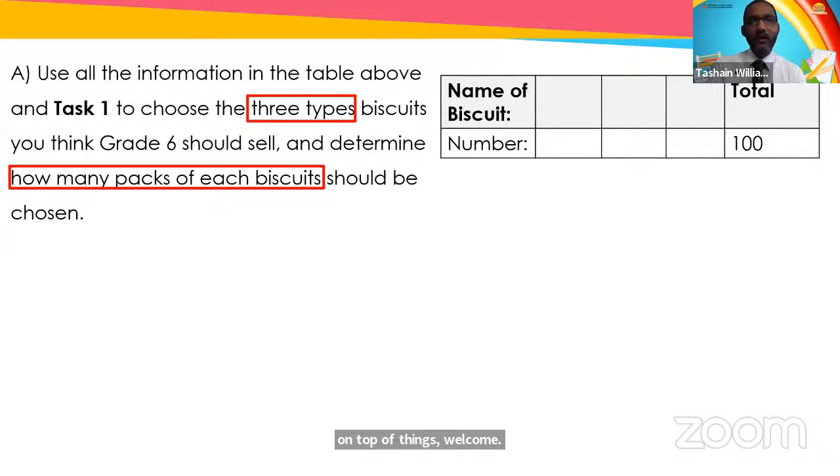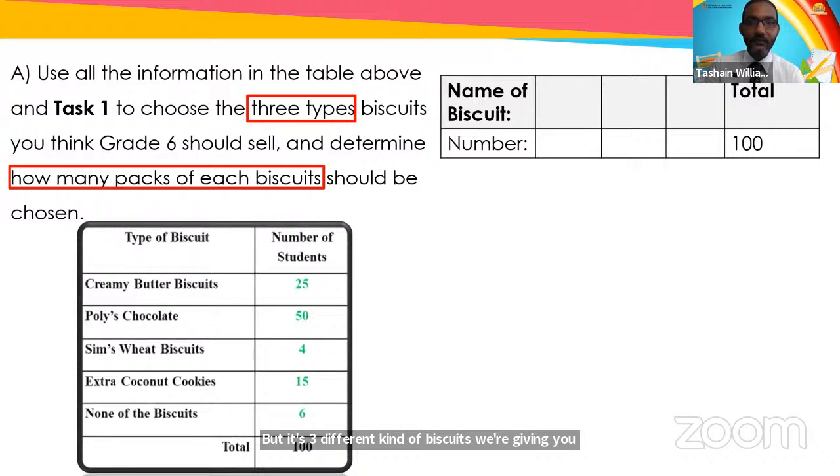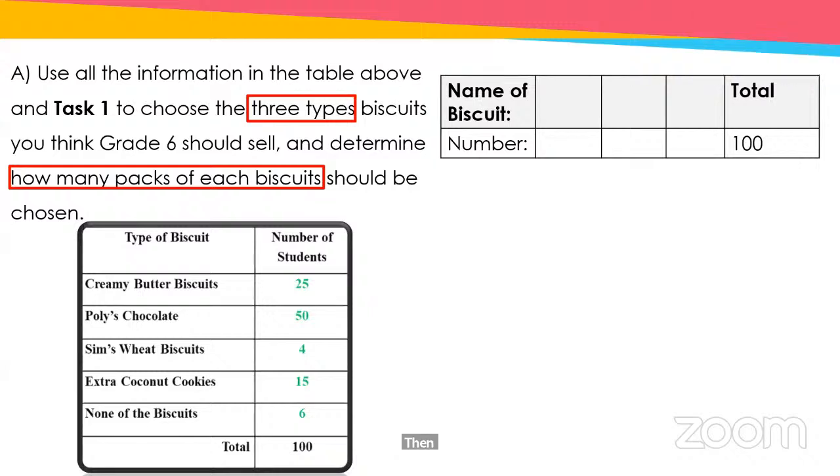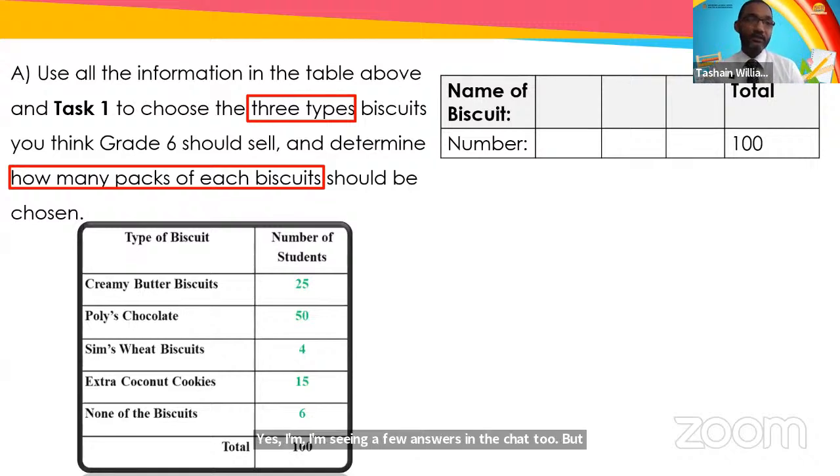All right. So how many packs of biscuits? Of course, PTA says 100 biscuits we're giving you. But it's three different kinds of biscuits we're giving you. But in total, there must be 100. So if I were to use the information from this table to guide me in how I choose my biscuits, then what would it be? I'm seeing a few answers in the chat too. But in order for you to choose these biscuits, boys and girls, you just have to choose your biscuits and tell me why you chose those biscuits. How did you choose those biscuits?